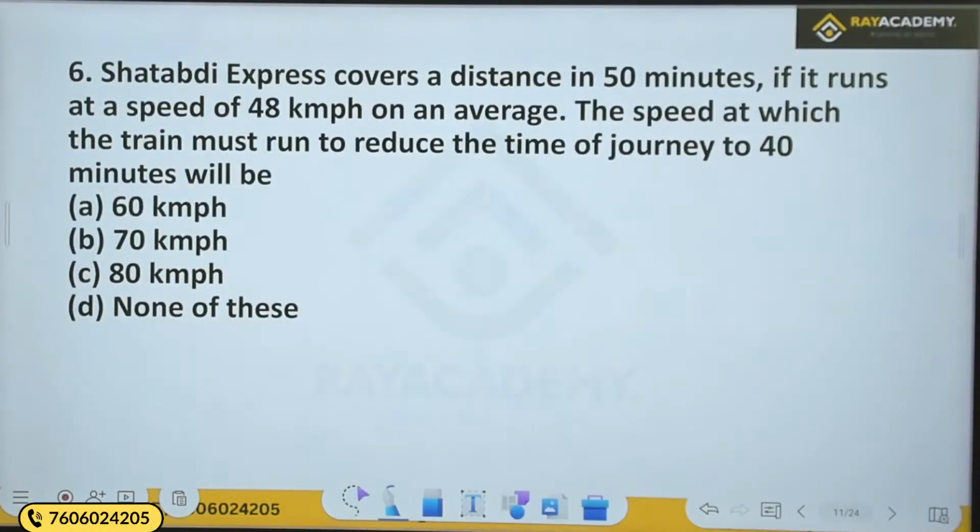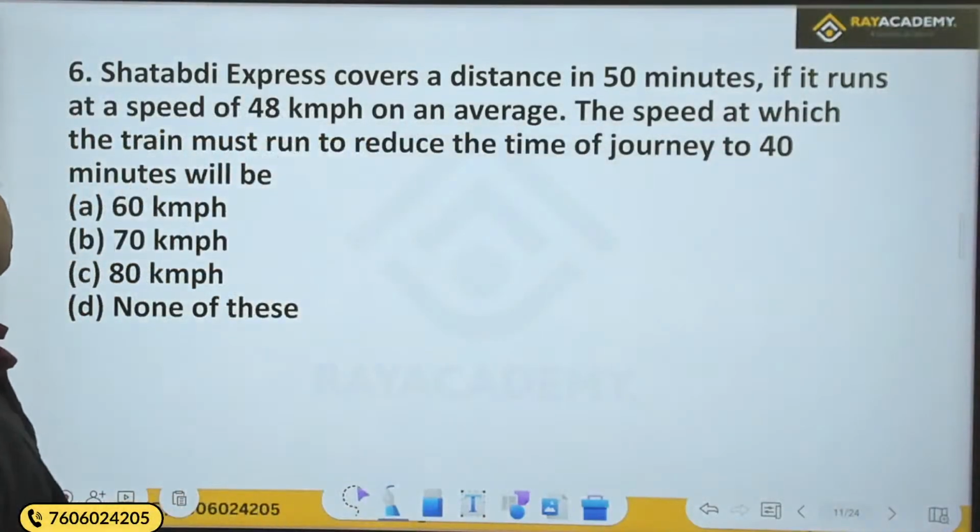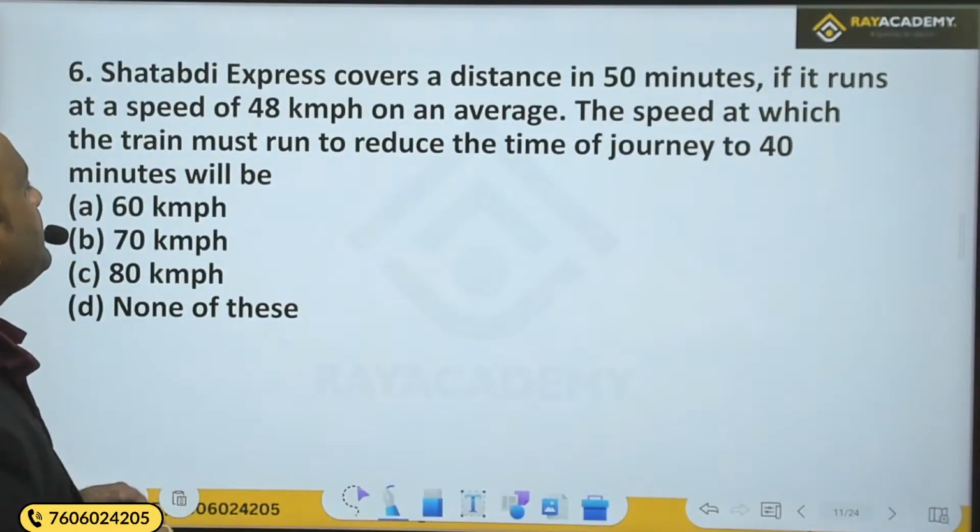Question number 6. Shatabdi Express train question. Shatabdi Express covers a distance in 50 minutes if it runs at a speed of 48 km per hour on an average. The speed at which the train must run to reduce the time of journey to 40 minutes. Okay, so this is a train given, but it is nothing related to the typical train question.